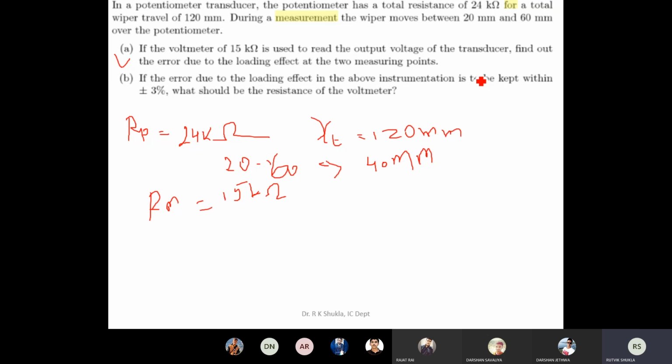It is used to read the output voltage of the transducer. How much error can you expect in this case? So you have to find out the error due to the loading effect. That is what you are interested in. This is what they have given. RP is given, XT is given, XI, that is the movement. Movement is 40 mm, so that is also given. RM is also given. You have to find out the error.